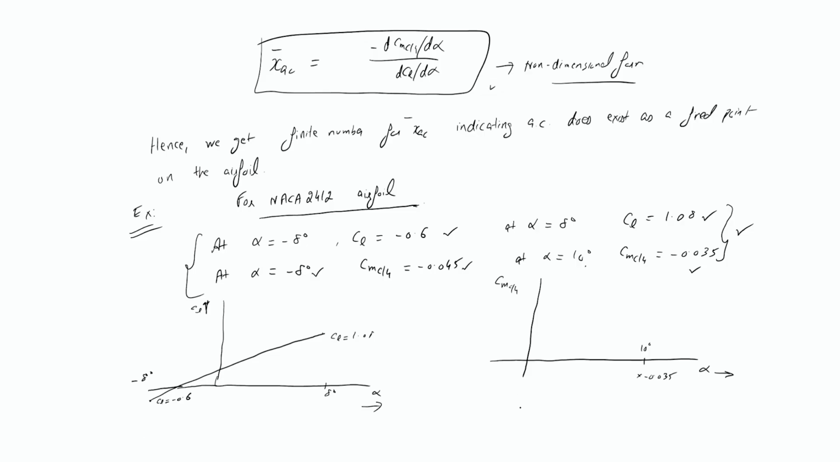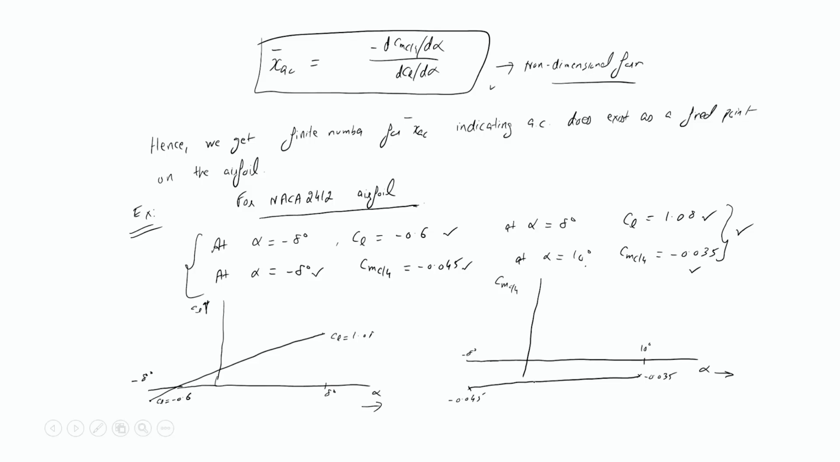Alright, next at alpha equals minus 8 degrees, so for example this is minus 8 degrees, here we have minus 0.045, it is even lower than this. Now join these two lines.